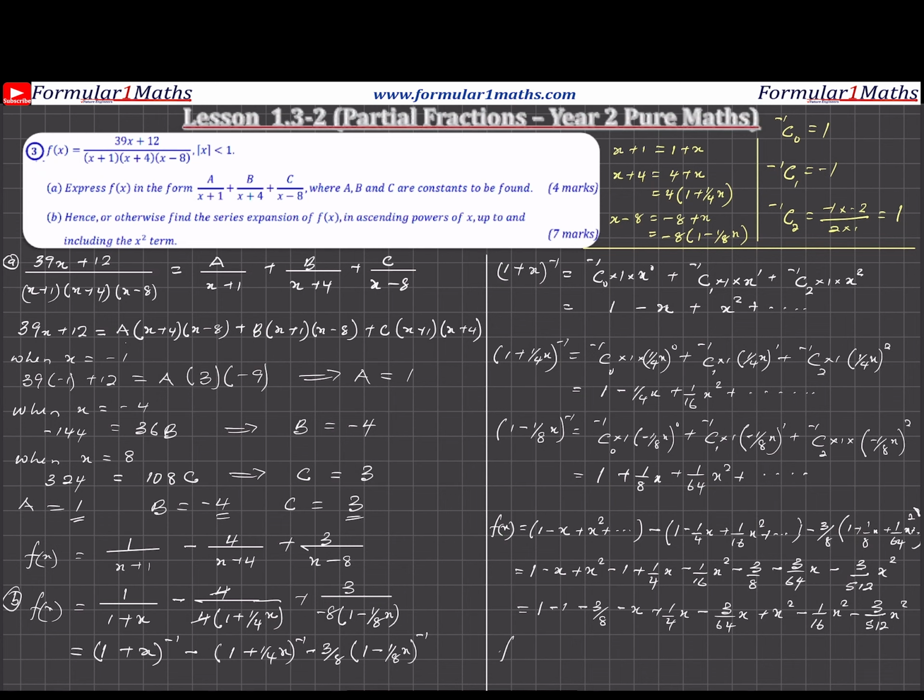Finally gives f of x is equal to minus 3 over 8 for the constant term, minus 51 over 64x, plus 477 over 512x squared. And this is the required series expansion up to and including the term x squared.